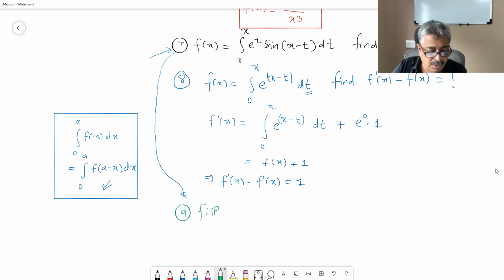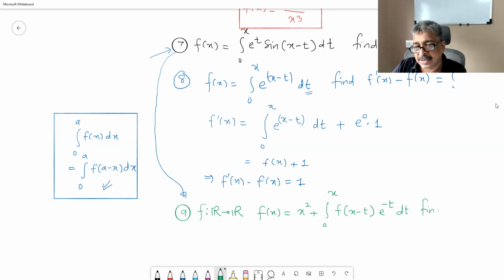F is defined from R to R. F of x is equal to x square plus integral 0 to x f of (x minus t) e raised to minus t dt. Find f of x. Here also this factor x minus t is inside the integral, and therefore I really do not know whether we will be able to get the correct answer directly or not. You try it and let me know.